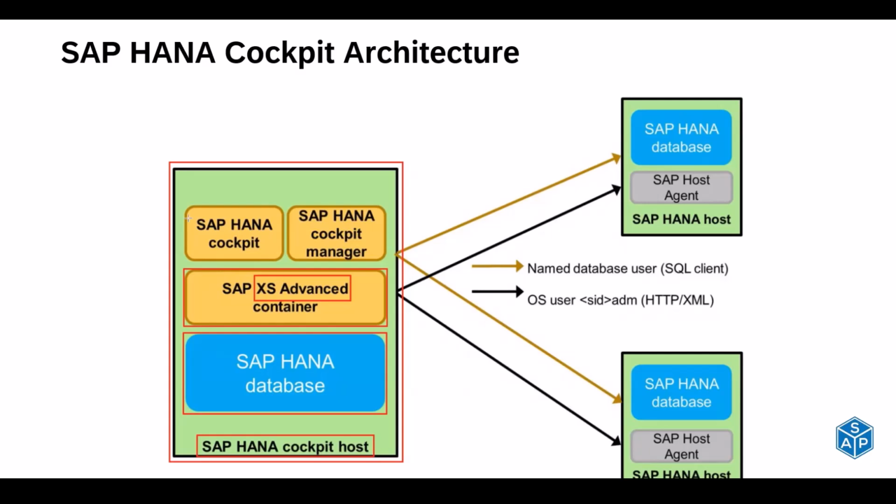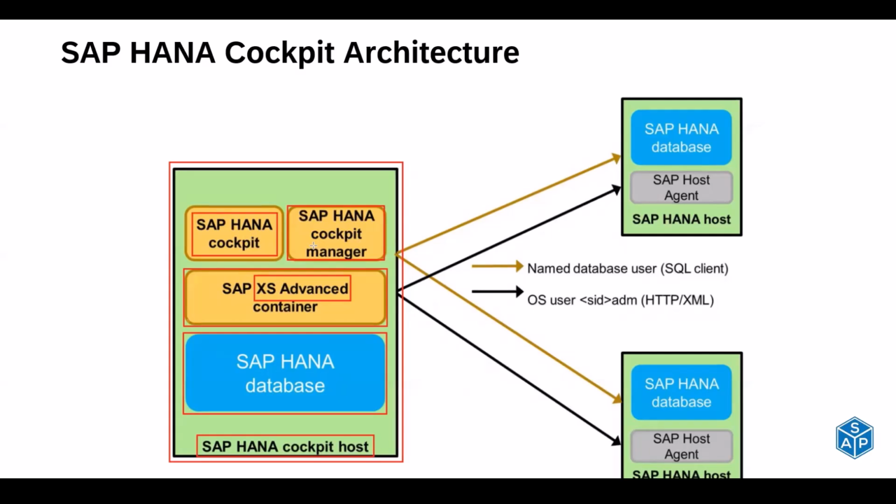On top of this, you have two applications running on it. You have the SAP HANA Cockpit and you have the SAP HANA Cockpit Manager. These are two different applications. When we do the configuration, you will see that we have different login URLs for both of these, HANA Cockpit and HANA Cockpit Manager.